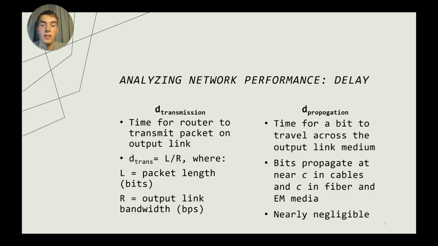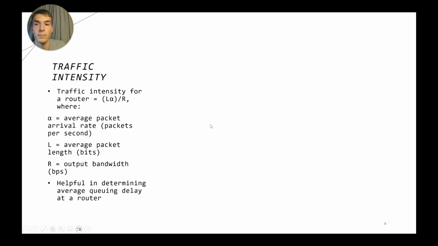And then the propagation delay is just the time that it takes for the signals to travel from one end of the link to the other. And this is negligible because bits are going to propagate with electric signals or electromagnetic signals at near the speed of light, c, in cables, and at the speed of light in fiber optic cables. And so this is ultimately going to be relatively negligible.